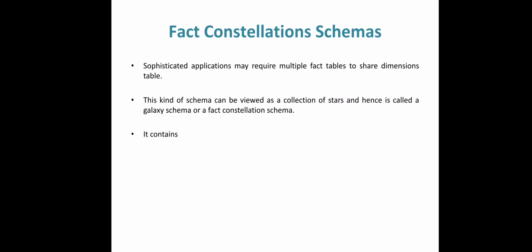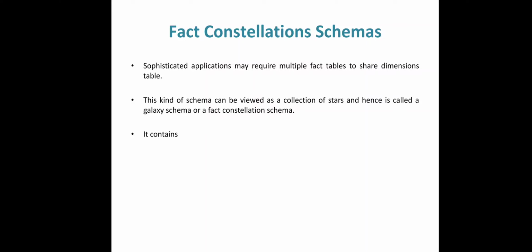There is also the last model we have, called the fact constellations schema. What it says is that a sophisticated application may require multiple fact tables. Whatever we have seen up till now in star and snowflake schema, we had a single fact table, but in some complex or sophisticated application, we may require more than one fact table to share some dimensions of the dimension tables.